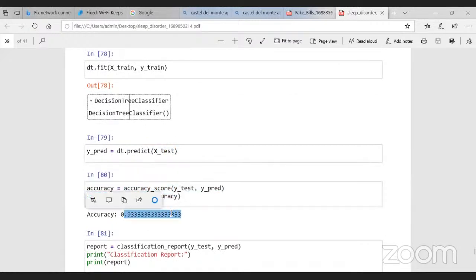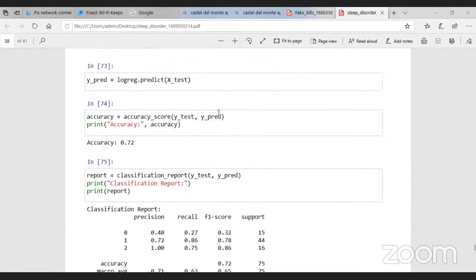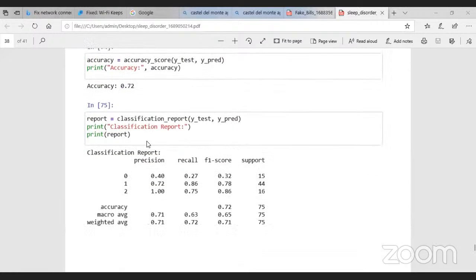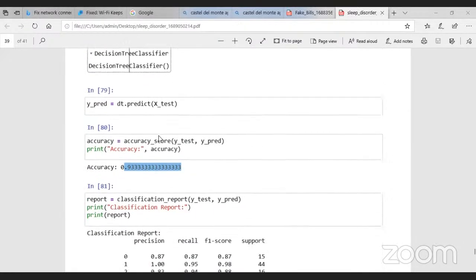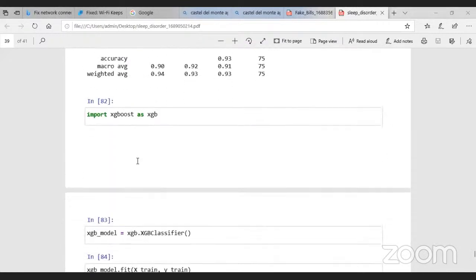So the decision tree is giving even higher accuracy. Here, with the help of logistic regression, we are getting only 72% accuracy. But here, what we are getting is 93%. That means this model performed better. Okay, guys, that's how we try to understand.